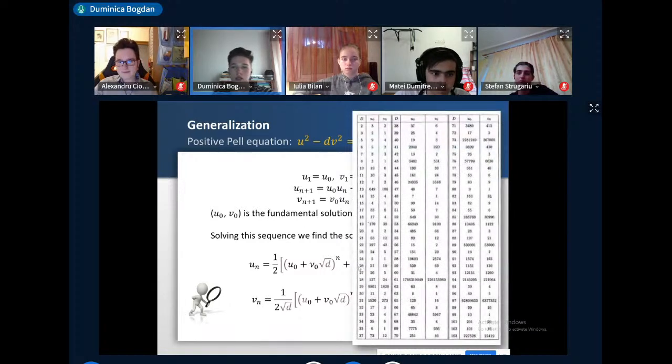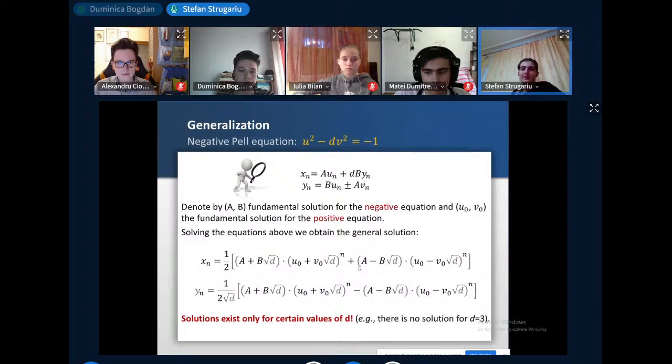Now you can see the table for the solutions u_0 and v_0 for certain values of d, here being smaller than 103. It's pretty obvious that if we know the solution u_0 and v_0, we can find all the other solutions.